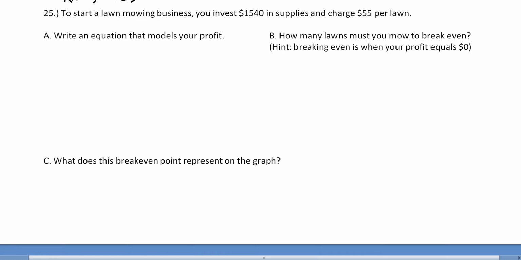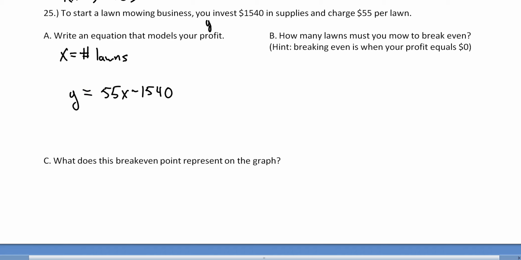Last one here, it says to start a lawn mowing business, you invest $1,540 in supplies and charge $55 per lawn. And so when I write this, I want to write an equation that models my profit. So I'm going to say y is the profits. And then I'm going to label my variable. I'm going to say x is the number of lawns that I mow. Okay? So if I make $55 per lawn, that would be 55x, but I'm also going to subtract the money I already spent, the $1,540, so that's going to be my profits. Y equals the 55x minus the 1,540.